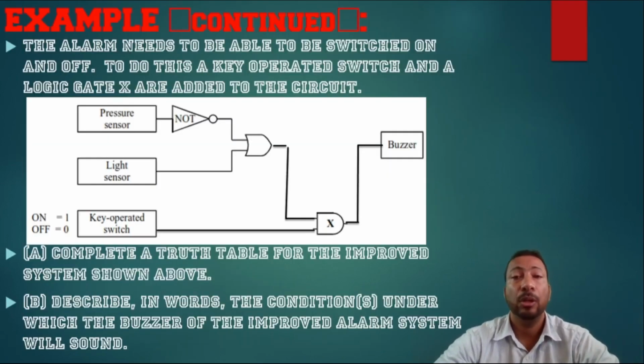Let's say we continue this example. Let's say that the alarm needs to be able to be switched on and off. To do this, a key operated switch and a logic gate X are added to the circuit as seen here. A. Complete a truth table for the improved system shown above, and B. Describe in words the condition or conditions under which the buzzer of the improved alarm system will sound.